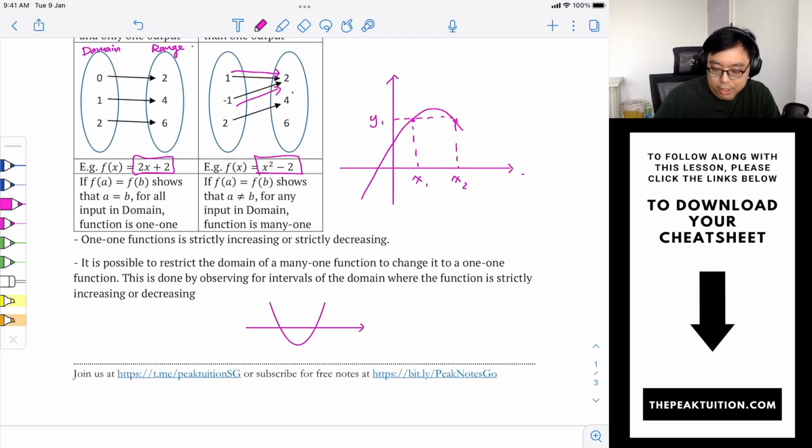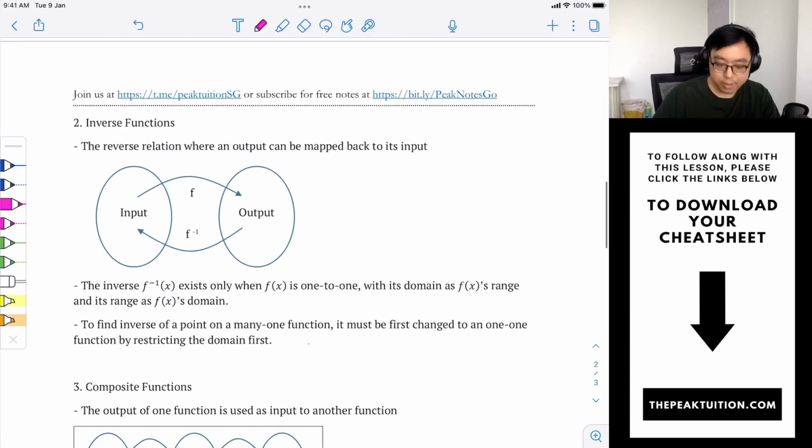For many-to-one functions, for example, an x-squared graph, it is actually possible for us to restrict the domain such that it becomes a one-to-one function. So in this case, we can restrict the domain such that it is only to the right side of the graph. So let's say we restrict the domain to be only this direction. Then you see that the blue graph becomes a one-to-one graph. This is important when we are talking about inverse, which is the next section of this chapter.